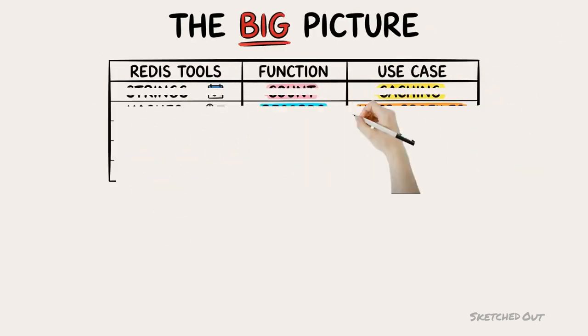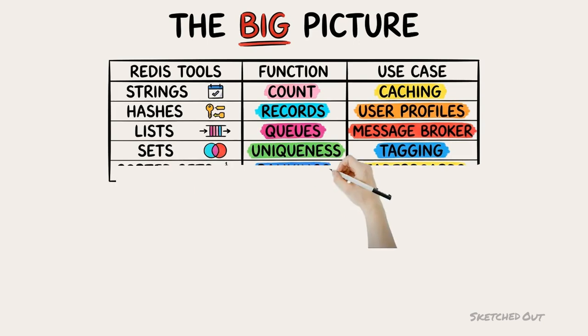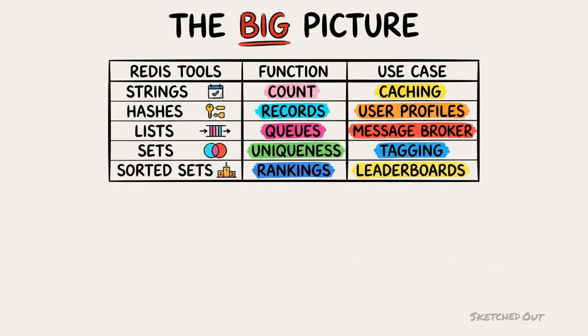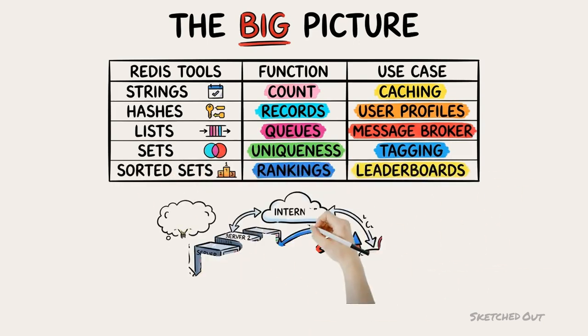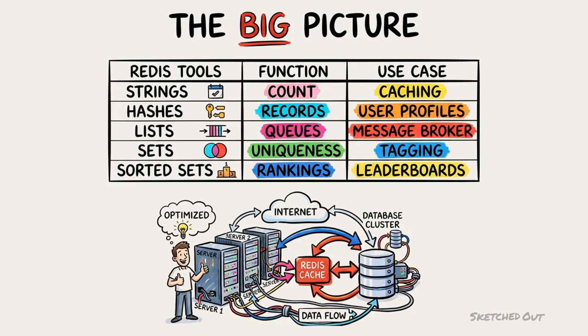So here's the big picture. Strings count, hashes hold records, lists make queues, sets guarantee uniqueness, and sorted sets keep rankings alive without ever sorting. That toolbox is why Redis shows up in almost every serious backend on the internet.